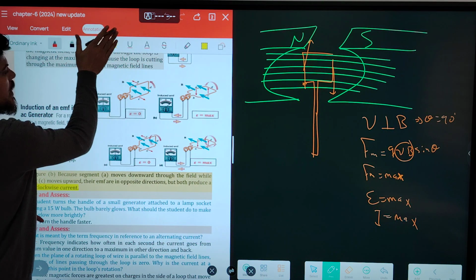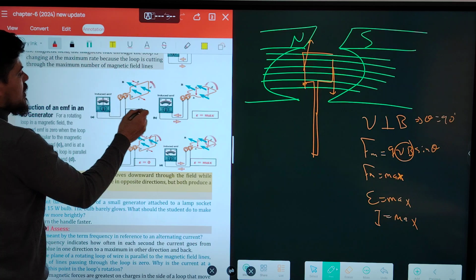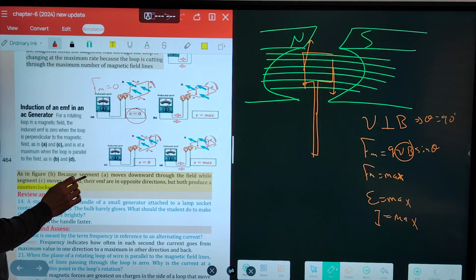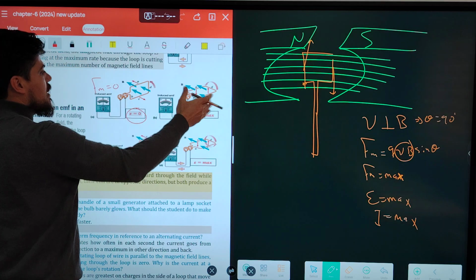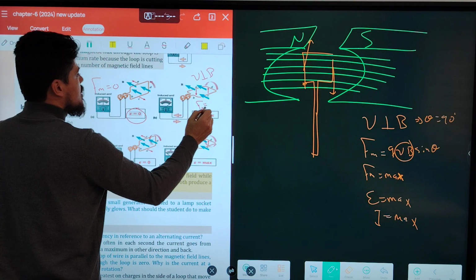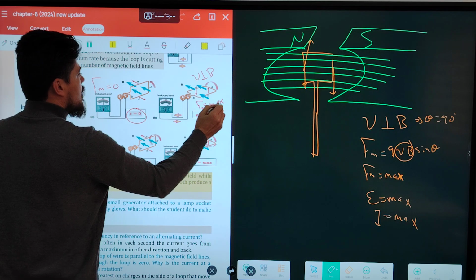Here in this figure, when the plane of the loop is perpendicular, V and B are parallel, EMF is 0. Why? Because the magnetic force is 0. But when the plane of the loop is parallel, the angle between V and B is perpendicular, and the magnetic force is maximum. Okay?